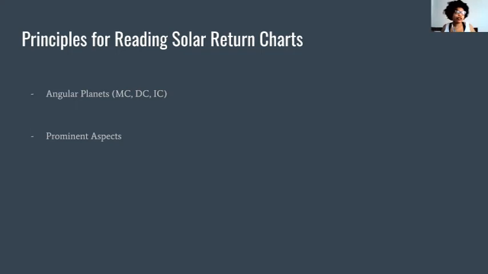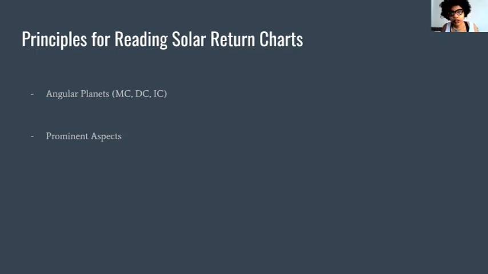When looking at the other planets, I like to consider if any of them are angular, that is, are they conjunct the ascendant, the descendant, the MC, or the IC? Also, if they are in the first, fourth, seventh, or 10th house, because even a planet that isn't closely conjunct the cusp, if it's in the house, I still consider it to be an angular planet, even if it's not conjunct the angle. So those are things I like to look at.